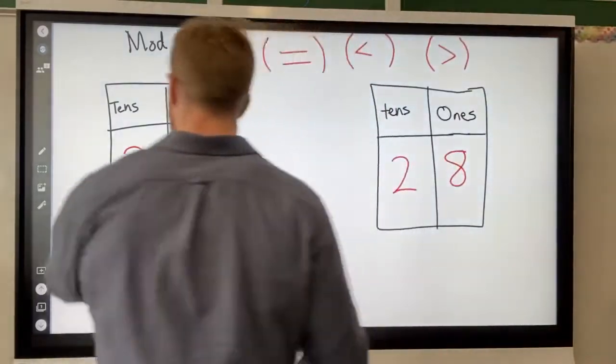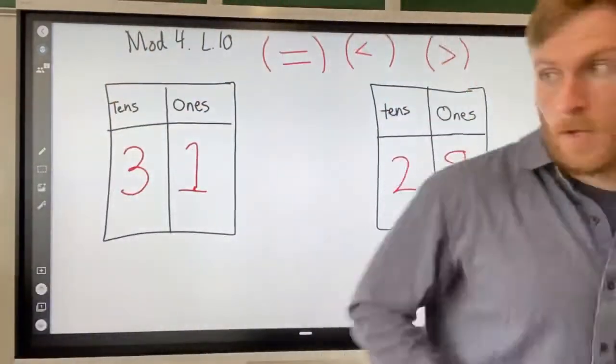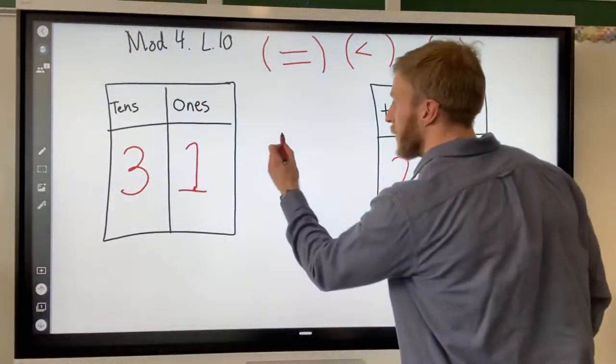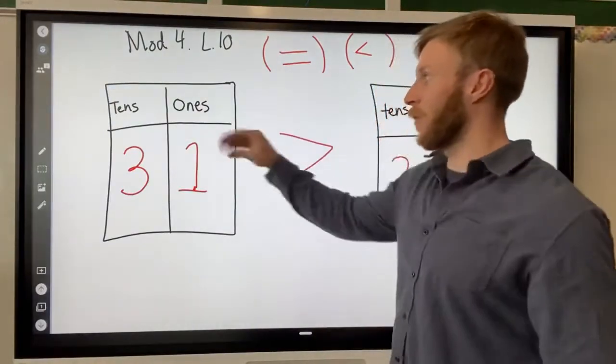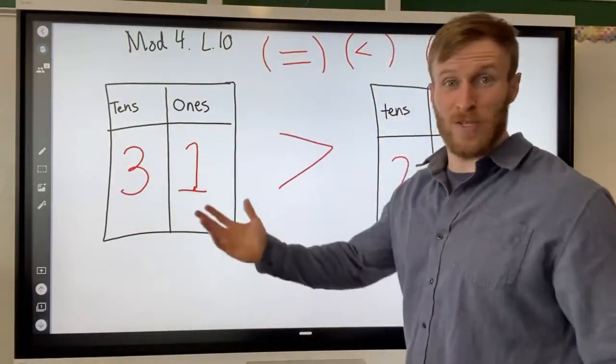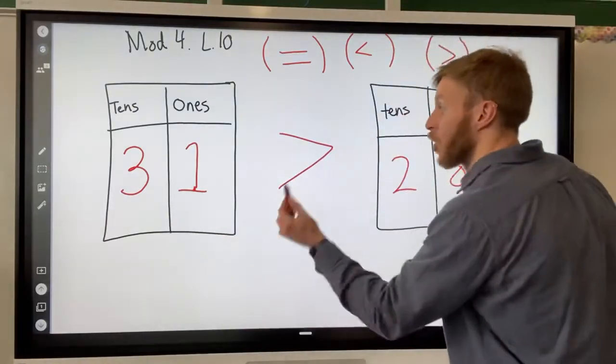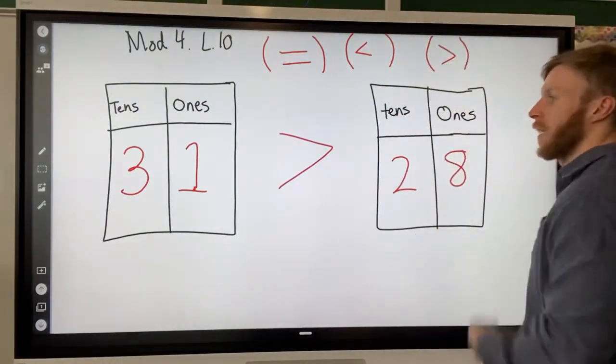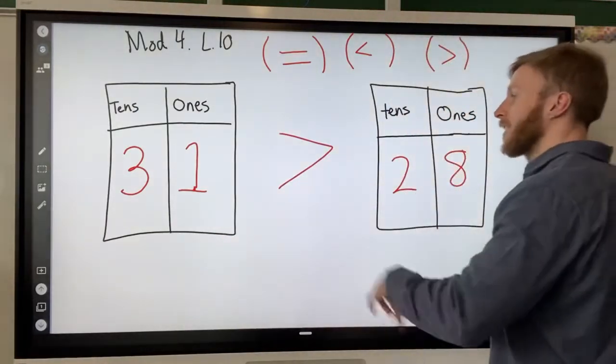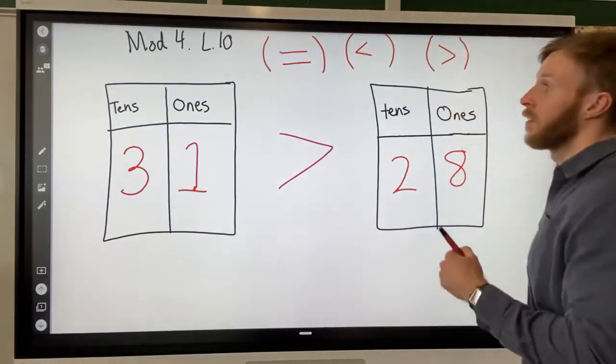Okay, next one. Oh, sorry, we didn't even get to this one yet. 31's bigger, so I want to make the alligator eat 31 because there's more fish over there. So we would say 31 is greater than 28. 28 is less than 31.